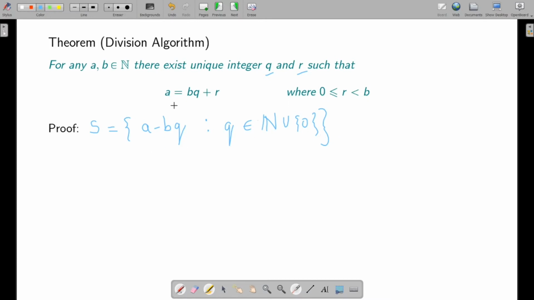Now, there are two possible cases. One is if a is less than b. Can someone tell me what the remainder will be if a is less than b? Someone can please switch on your mic and tell me what you think the remainder and the quotient will be if a is less than b. These are both positive integers.